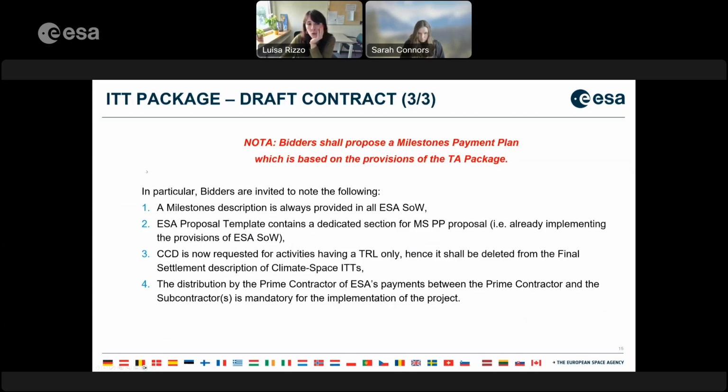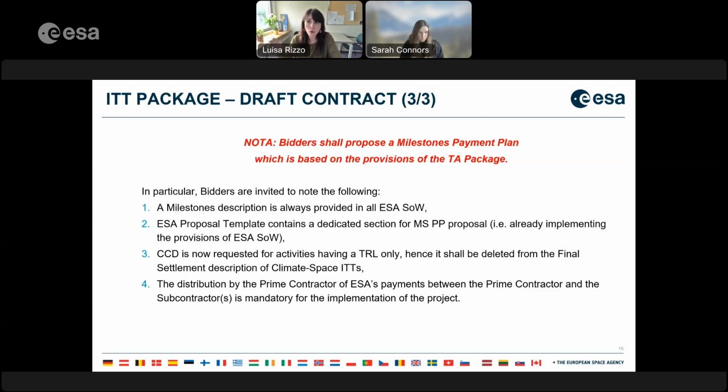Also with regard to the milestone payment plan, usually in the proposal template, but also if the proposal template is not attached because the procurement action is the standard one, you will find a milestone description already in the ESA provided statement of work. If, on the other hand, the ITT is issued under the Export Plus, the proposal template will contain a dedicated section for the milestone payment plan proposal, already implementing the provisions of the ESA statement of work. Positive note, the CCD for the activities under the Climate Space Program is not requested anymore.